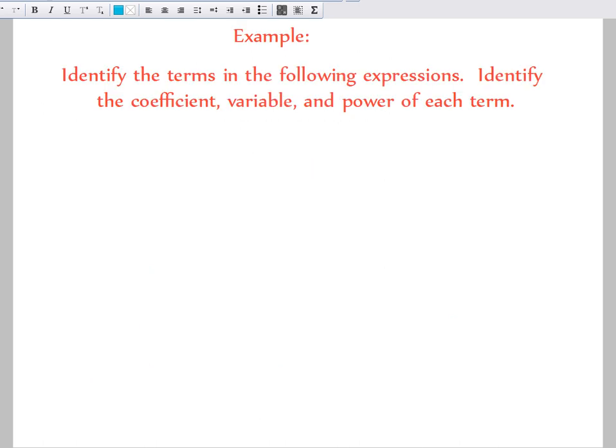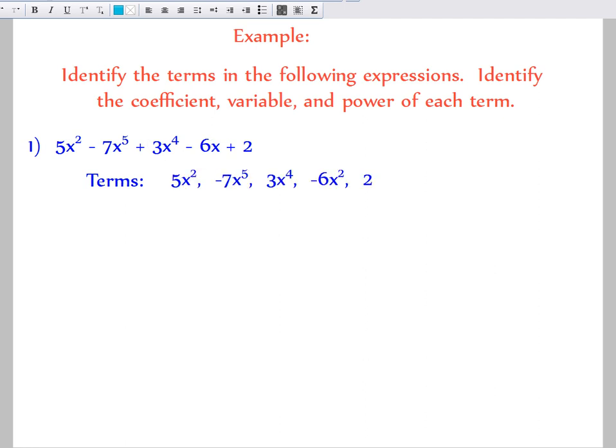So let's look at a couple of examples here. First of all, we're going to identify the terms in the following expression, then the coefficients, the variables, and the power of each term. So here's a polynomial. First, let's identify the terms. How many sections do I have in this polynomial? I count 5. 1, 2, 3, 4, 5. So I'm going to list all of those sections separately and call them terms.